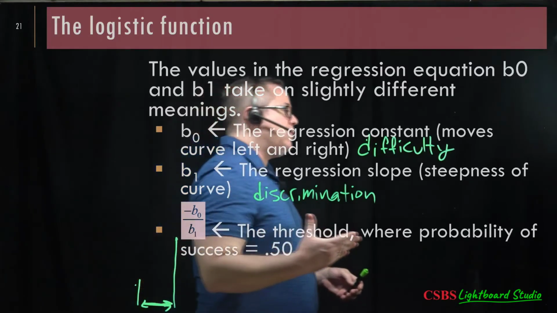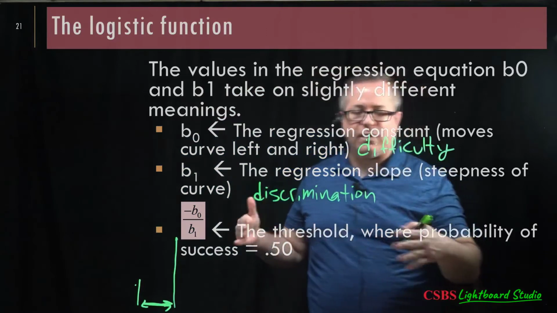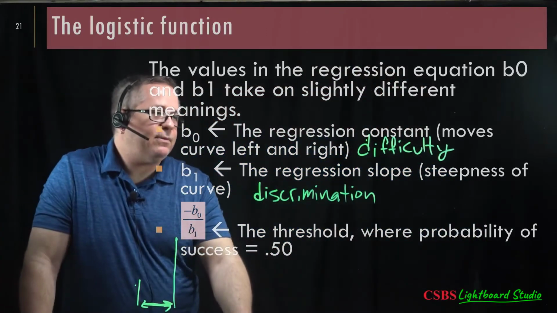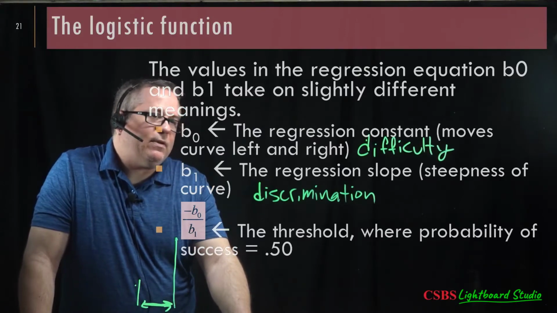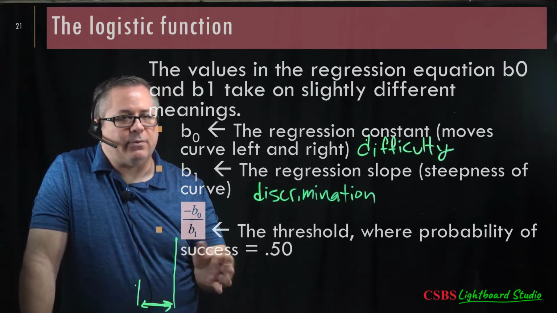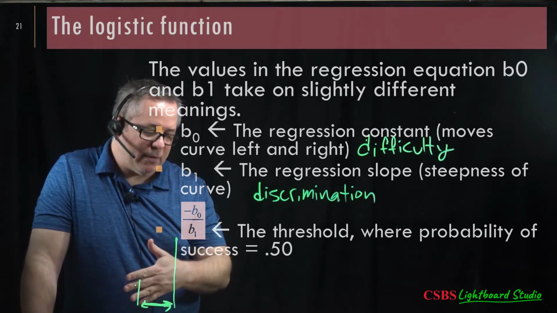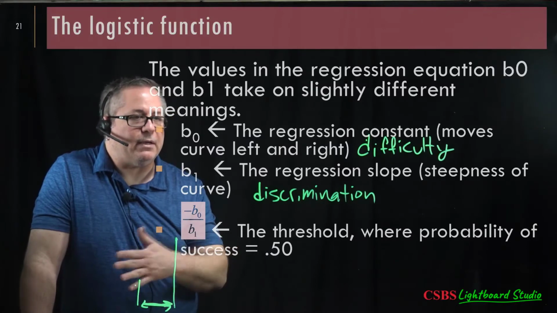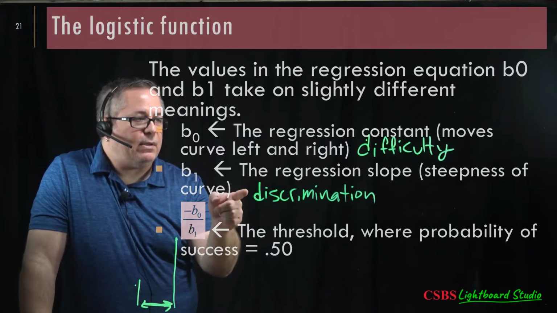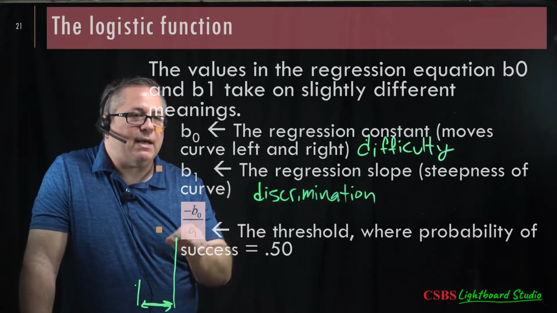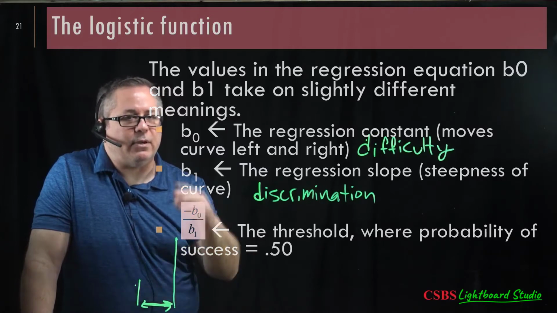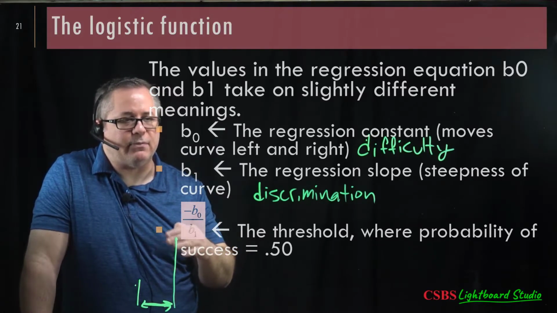So discrimination is the term they use here. I know discrimination tends to have a negative connotation, but in the purest form of the word, it means to be able to tell things apart, to separate things out as being alike and different. In that sense, a more discriminating item does a better job at telling people apart, telling people who have a high versus low probability of getting an answer correct, if it's a test.